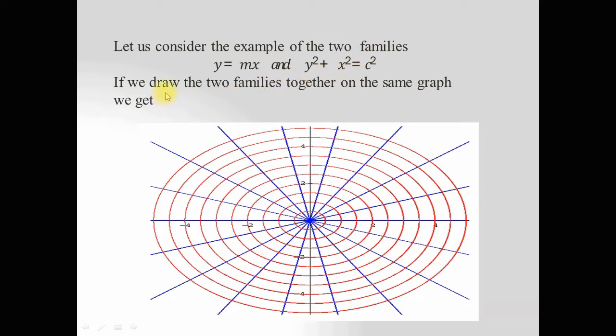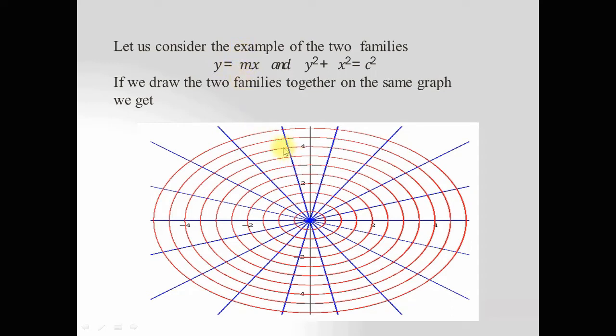Now if we draw the two families together on the same graph, we obtain, since this is a family of lines, so these are lines, the blue colors are lines, and this is the family of curves. The red colors represent the curves, and these blue lines represent the family of lines through this equation.